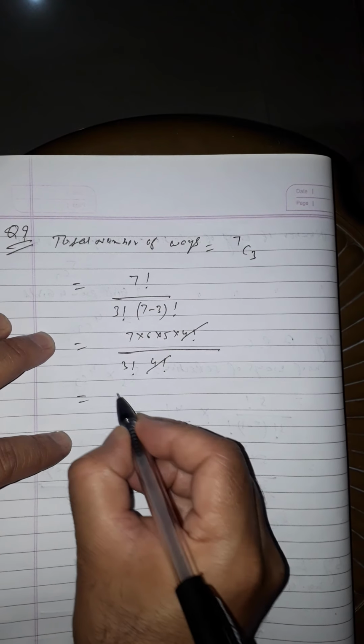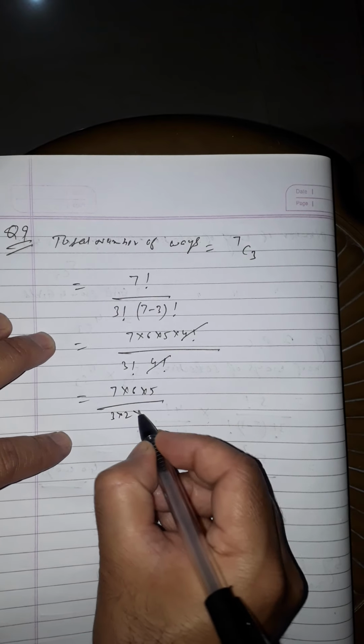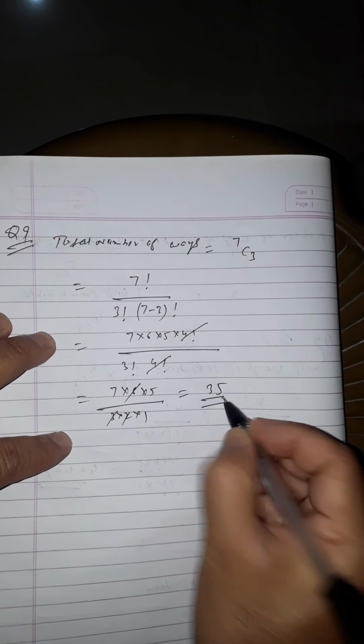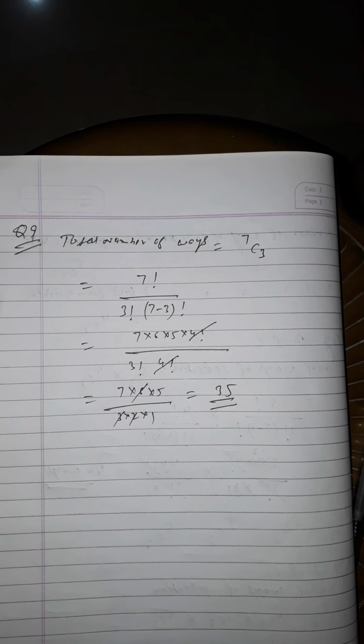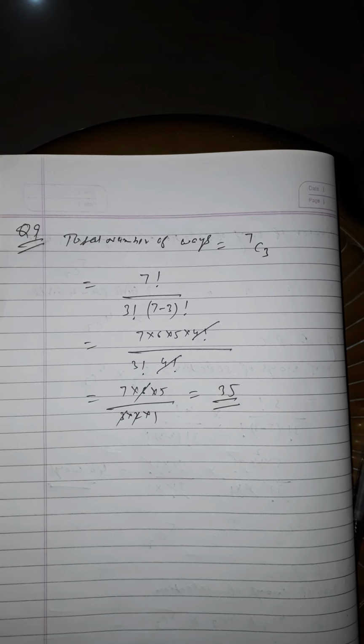It will cancel out. Even we can write 7 into 6 into 5 upon 3 into 2 into 1, so it will also cancel out. So there are 35 ways, students. The total number of ways is 35 by which the student can select the remaining 3 courses there.